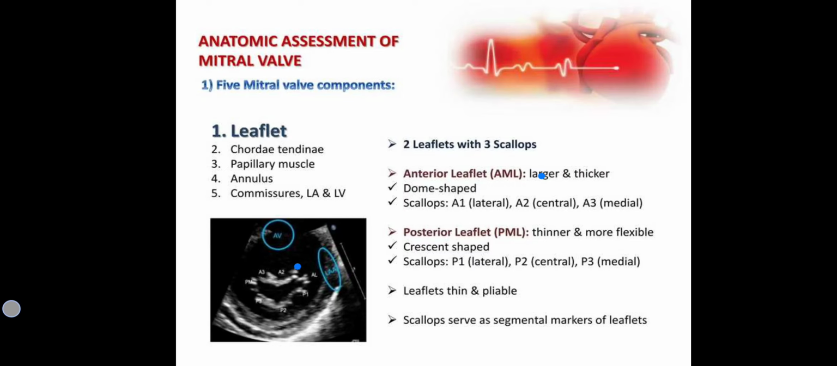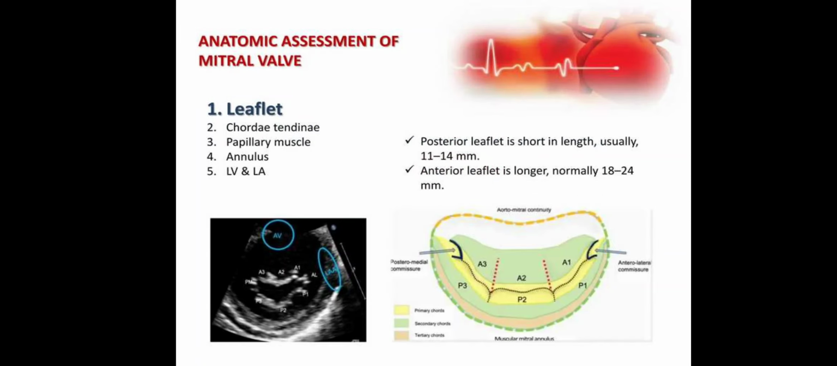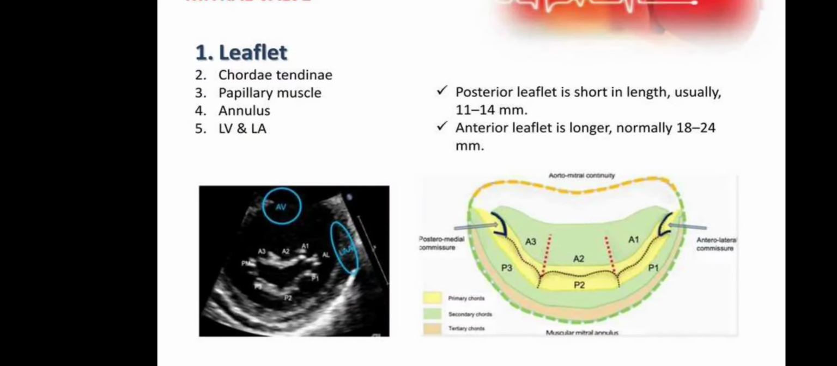Leaflets are thin and pliable. Scallops serve as segmental markers of the leaflets. Then the posterior leaflet is short in length, usually 11 to 14 mm. The anterior leaflet is longer, normally 18 to 24 mm. This is the picture. You already got an idea, I think. This is the lateral leaflet A1, A2 is central and A3 is the medial.